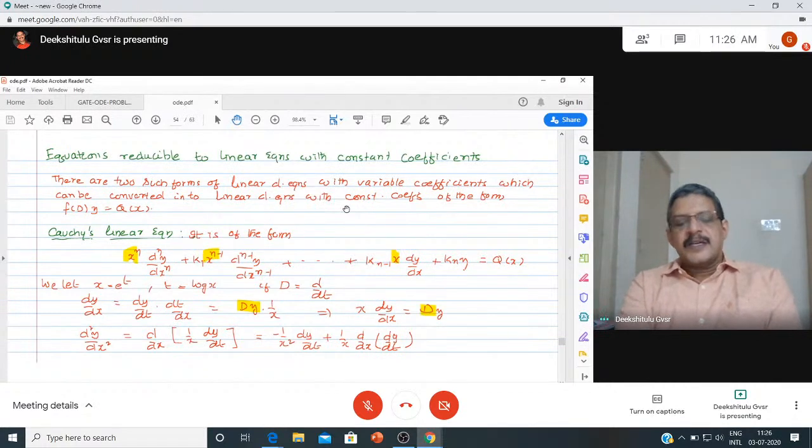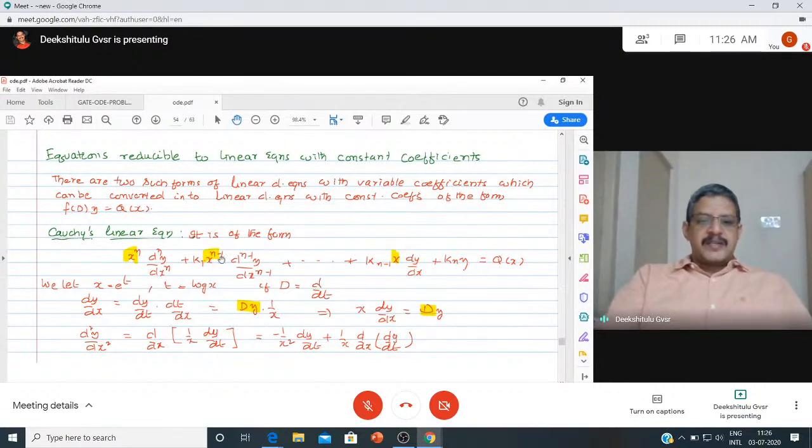So the first one is Cauchy's linear equation. It is of the form x power n d^n y by dx^n plus k1 into x power n minus 1 d^(n-1) y by dx^(n-1), and so on. See the coefficient here, x power n. Here it is x power n minus 1. In the earlier differential equations we didn't have this x power n minus 1; we only had constants k1, k2, and so forth. Here we have x power n, x power n minus 1, gradually decreasing. So these are called variable coefficients.